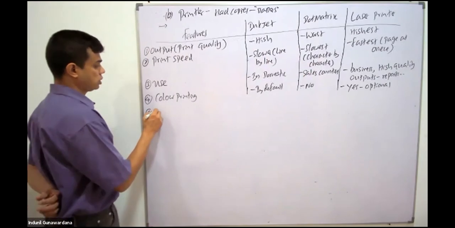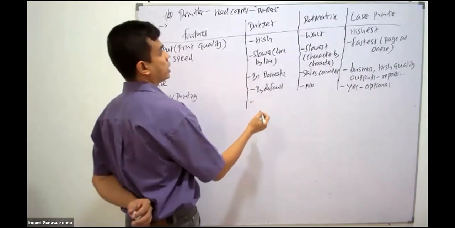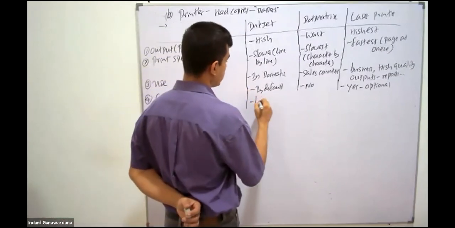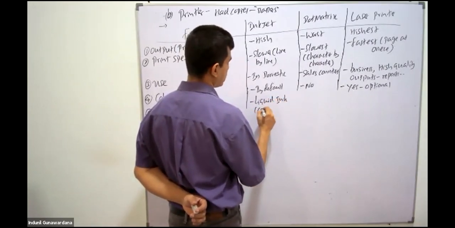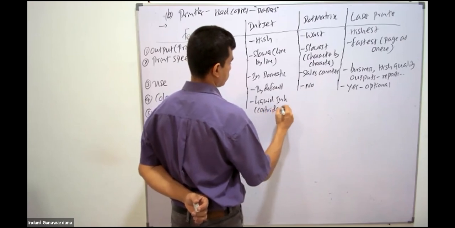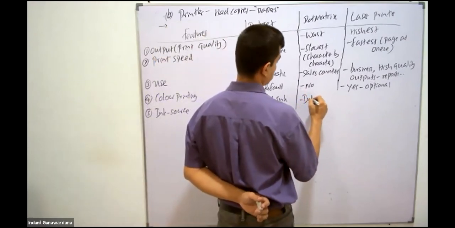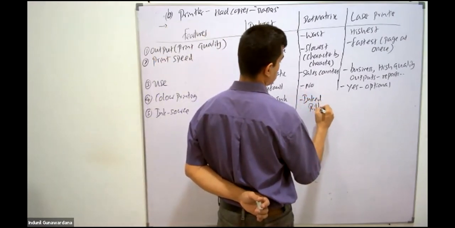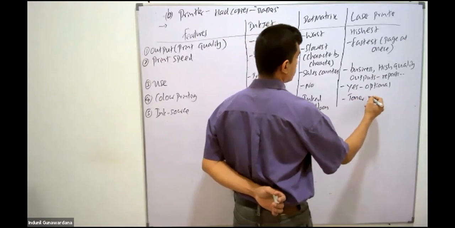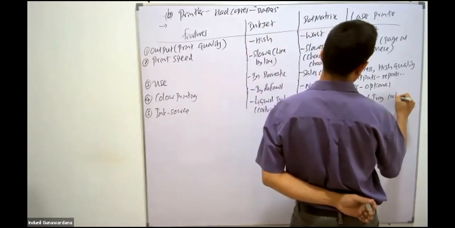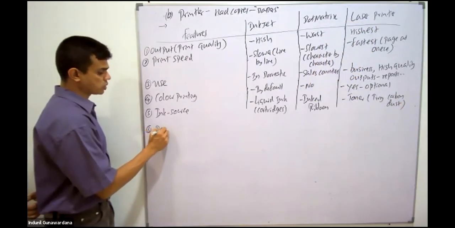Next, the ink source. In our inkjet, what is it using? Liquid ink, which is given in the form of cartridges. In the dot matrix, it is the ink ribbon, a ribbon which is coated with ink. And a laser printer uses toner, which is a tiny carbon dust.